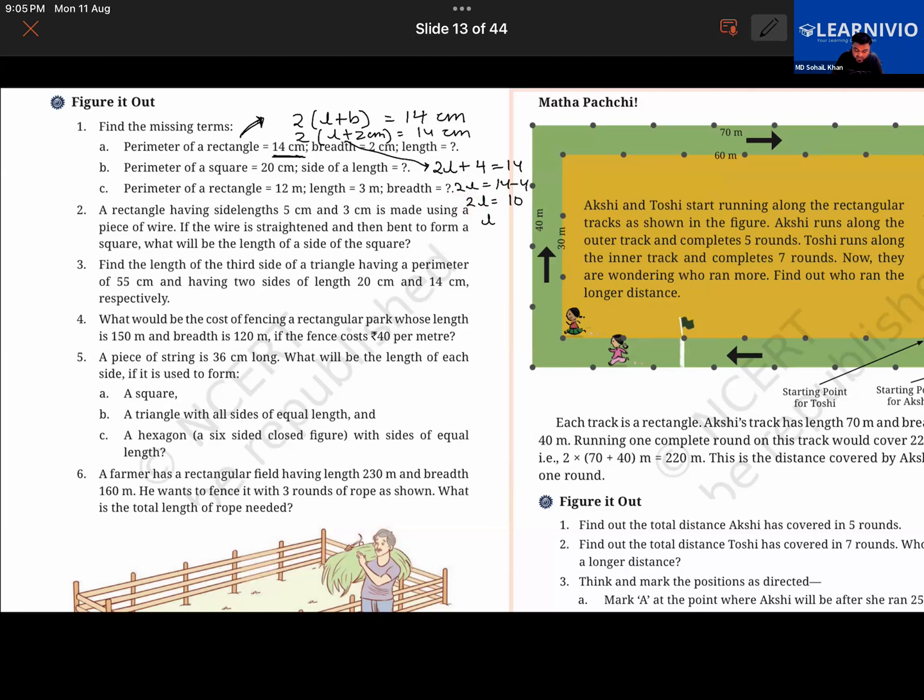Always keep this in mind: whenever any number is there, like here 2, you have multiplied 2 with length, right? And then we have written it 2L. Now we are going to move 2 to the other side. So that's going to be 10 divided by 2, and hence 5. Length is equal to 5. Understood?